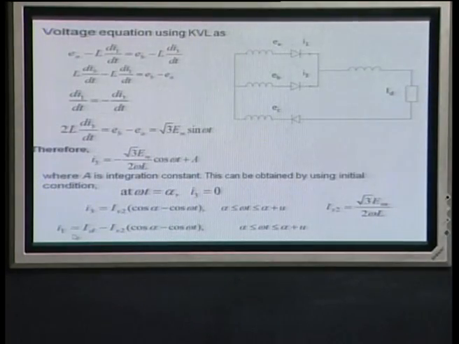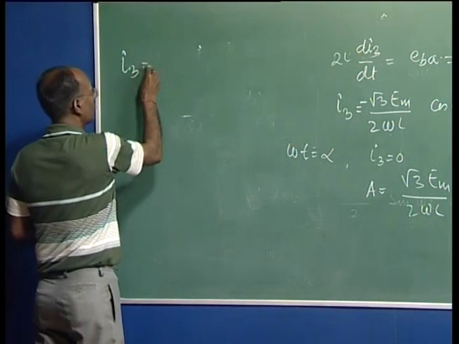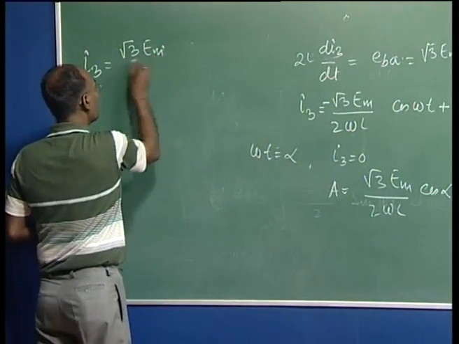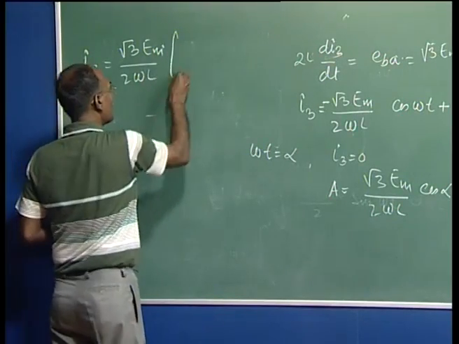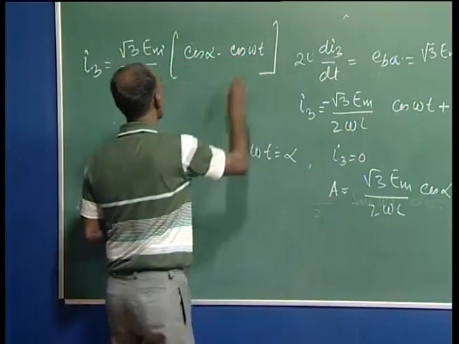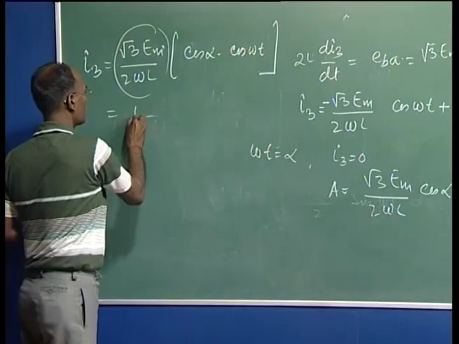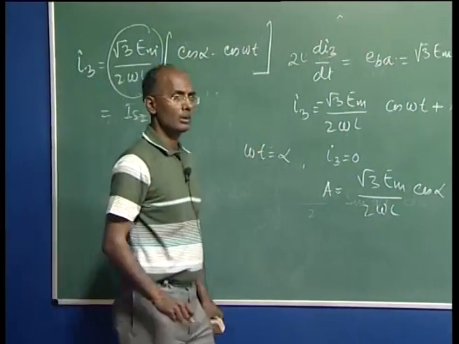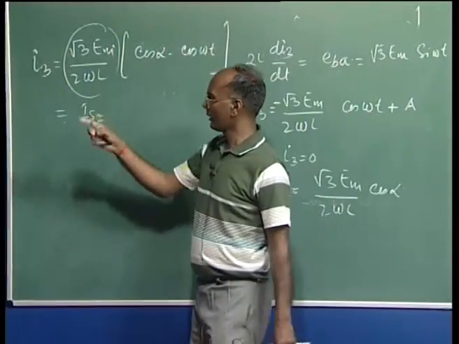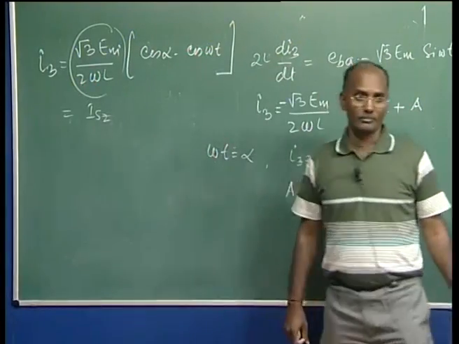Means we can write our I3 is nothing but, this is a common, under root 3 Em by twice omega L, here cos alpha minus cos omega t. This is one constant; in the expression it is shown as IS2. This is a notation IS2, because in the figure again I will show what is IS2. So, this is your I3.